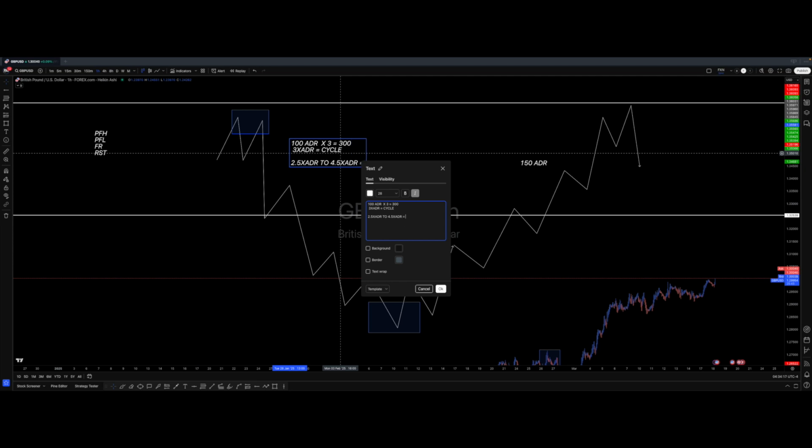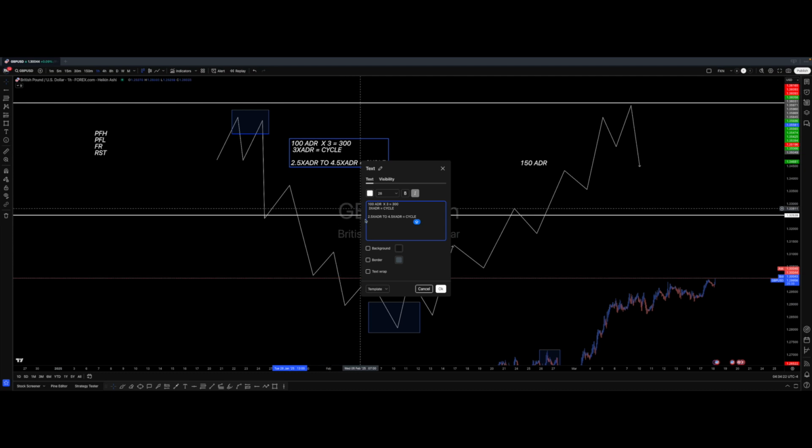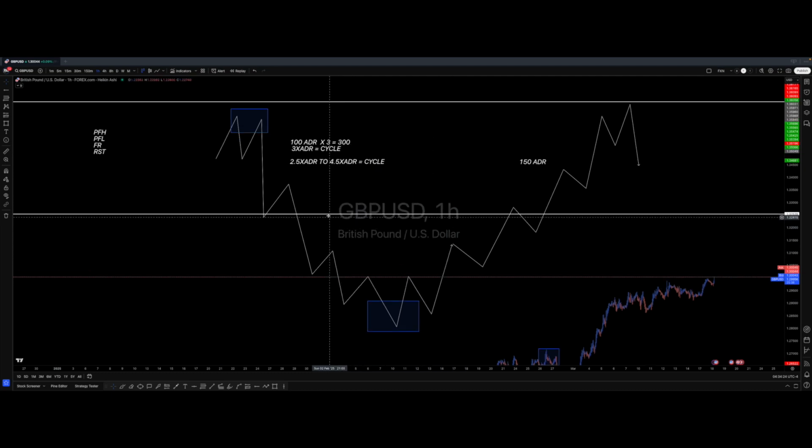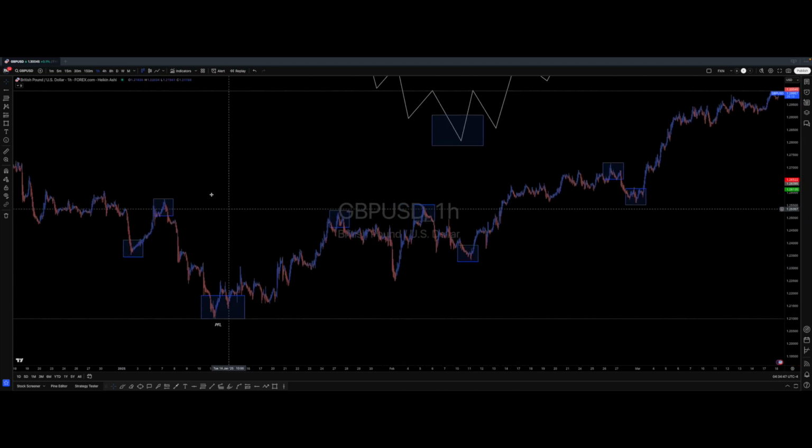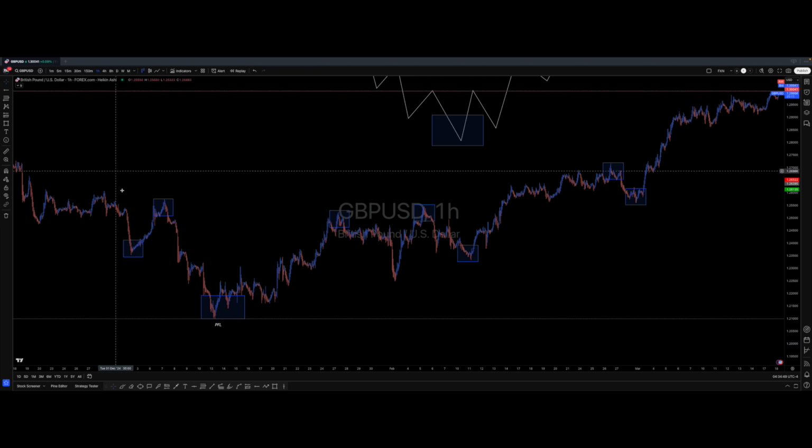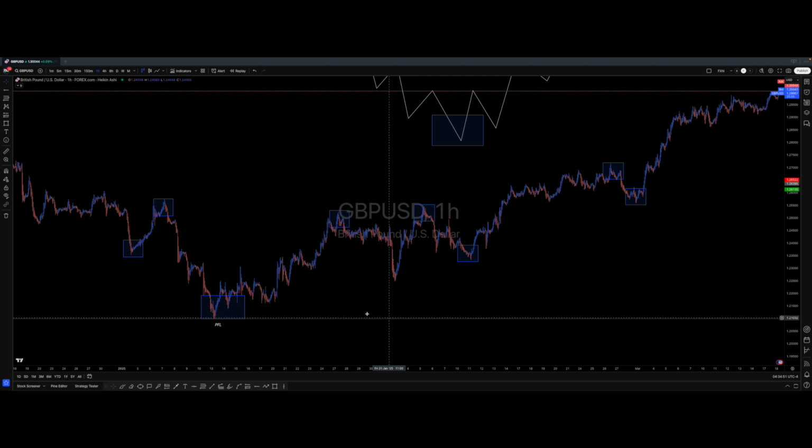Okay, this is what now equals a cycle. Back in the day it was on point 3 times ADR. Over time it's adapted and changed from anywhere from 2.5 times ADR to 4.5 times ADR equals 1 cycle. Now that we have those things as a premise, let's put on some ADRs here so we can start to see what we're talking about.